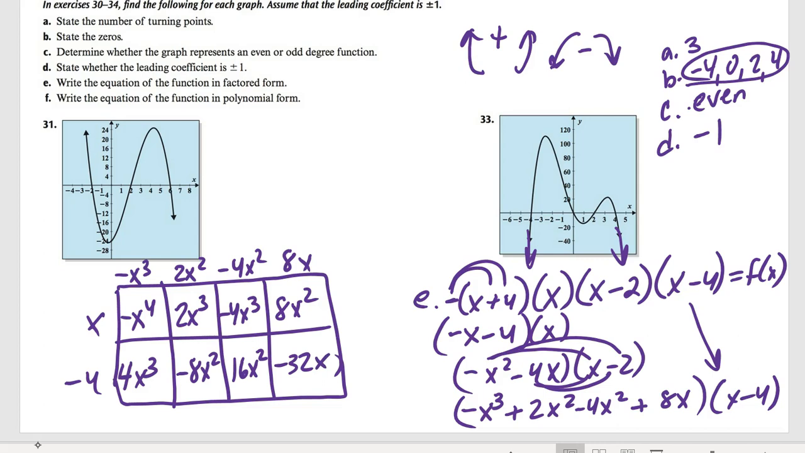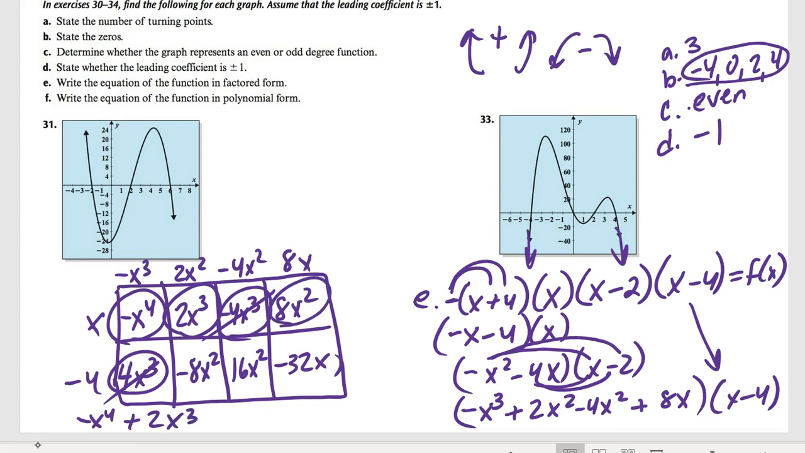Now, everything inside the box I'm going to add. So I definitely have a negative x to the fourth. I have a whole bunch of cubes. So I have 4x cubed, 2x cubed, that's 6x cubed. Oh, and here's a minus 4x cubed. So those kind of go away, and I'm left with plus 2x cubed.